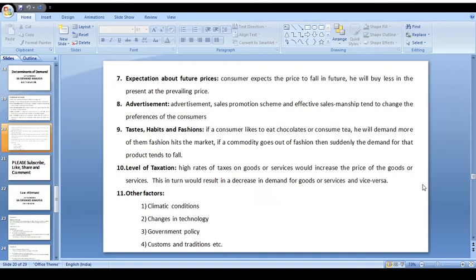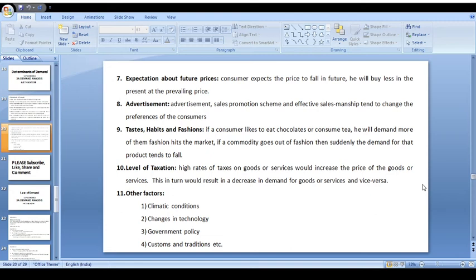Next, level of taxation. High rates of taxes on goods or services would increase the price of the goods or services. This in turn would result in a decrease in demand for goods or services, and vice versa.